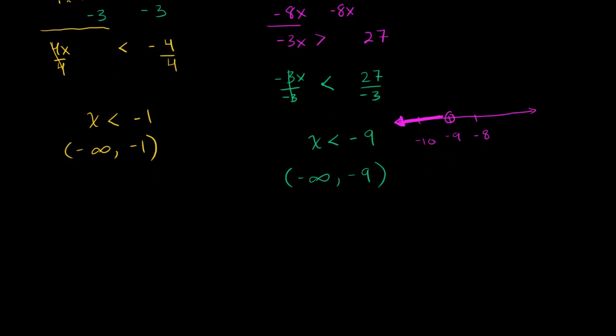Let's do a nice hairy problem. So let's say we have 8x minus 5 times 4x plus 1 is greater than or equal to negative 1 plus 2 times 4x minus 3. Now this might seem very daunting, but if we just simplify it step by step, you'll see it's no harder than any of the other problems we've tackled.